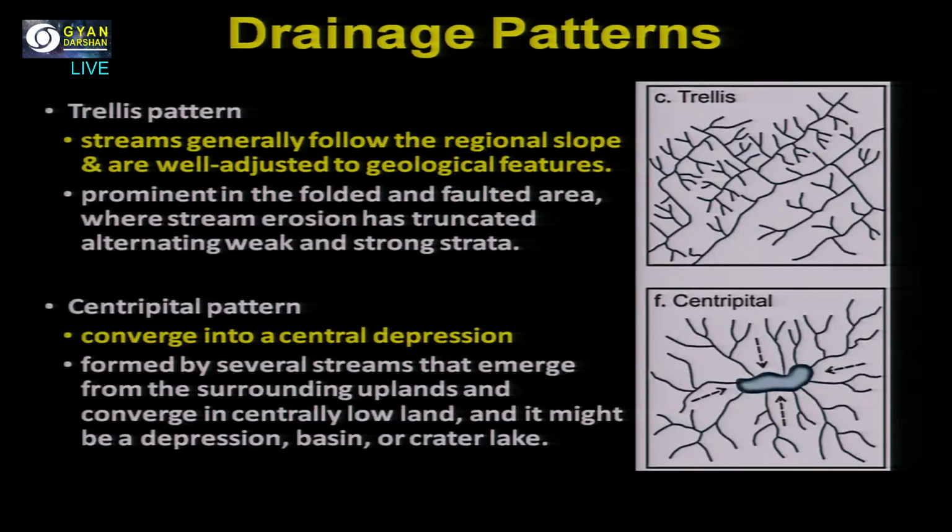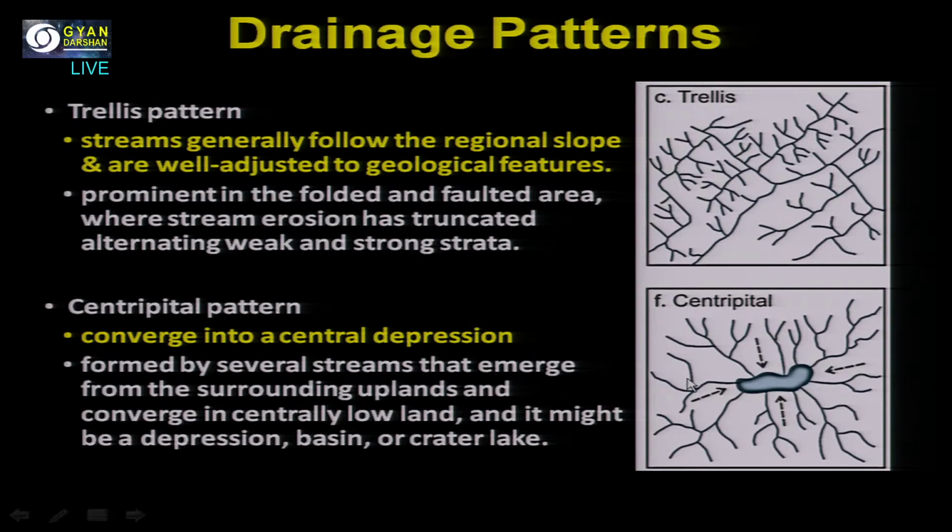Then there is another type of drainage pattern we call the trellis pattern. Here in figure C you can see the trellis pattern, where the streams generally flow along the regional slope and are well adjusted to geological features, and they are prominent in folded and faulted areas where stream erosion has truncated alternating weak and strong strata. So this is the trellis pattern.